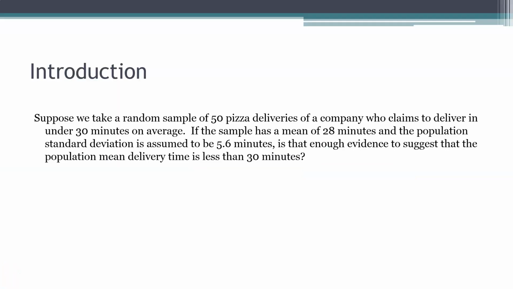So let's get started with an example. We're going to take a random sample of pizza deliveries from a company that says they deliver in less than 30 minutes on average. So we take a sample of 50, and they have a mean of 28 minutes, and we're going to assume that the population standard deviation is 5.6 minutes. And based on this sample, we want to know, is that enough evidence to suggest that the population mean, the mean of all of their delivery times, not just these 50, is less than 30 minutes?